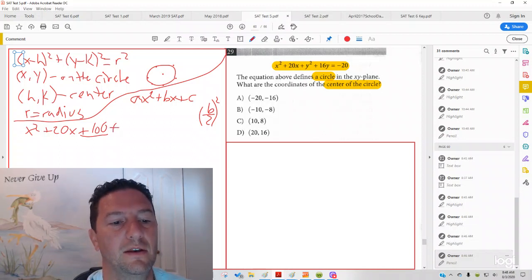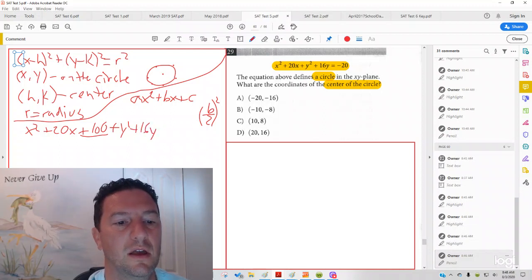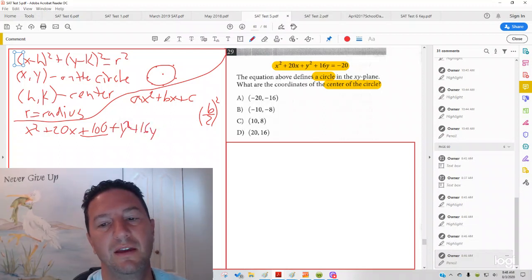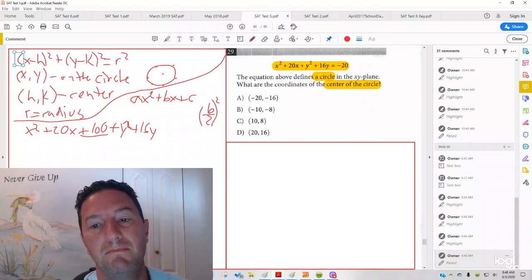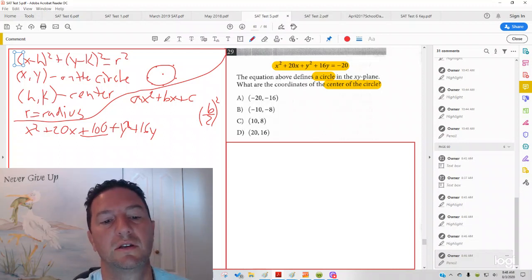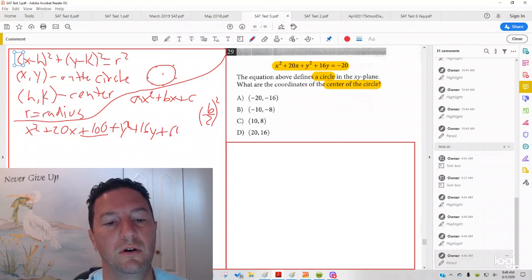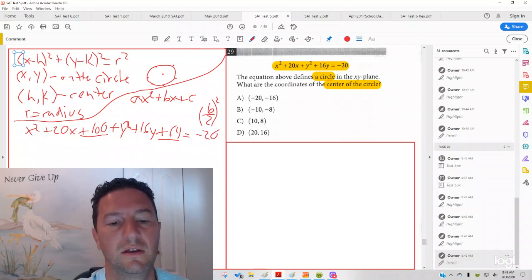And then I add y squared plus 16y, and I have to remember to do the same thing with my 16 because that's my b for my y part of the equation. 16 over 2 is 8, squared is 64, plus 64. I underline that. What's it equal on the other side of the equation is negative 20. Now since I added the 100 to the left, I got to add it to the right. Since I added the 64 to the left, I got to add it to the right. What I get on the right is 144.